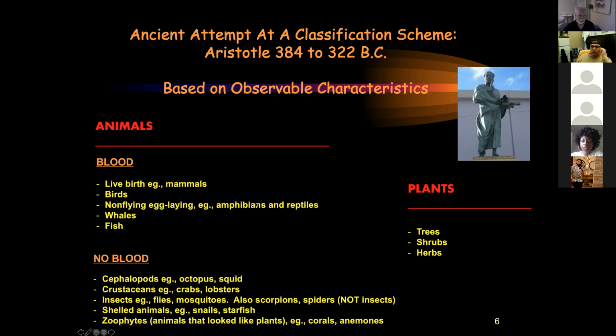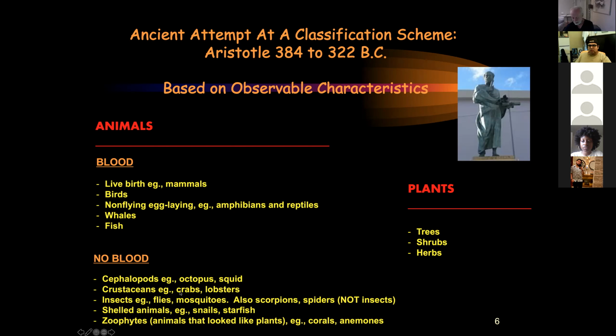Well, animals posed a much bigger problem for Aristotle, but he started out by trying to determine the ones that had blood and those that didn't. And you can see some of the ones that obviously have blood, he has classified together. And then most of these that he says had no blood really do. So this wasn't really a good classification scheme.